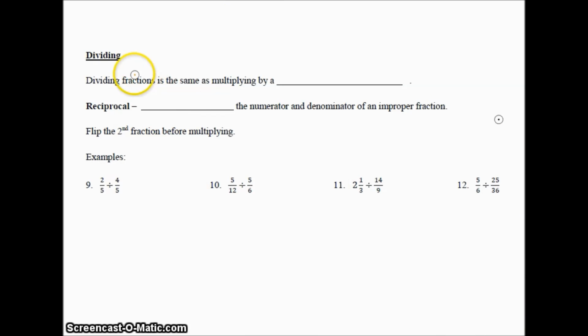Now we're going to finish up this unit by talking about dividing by fractions. And I said before that dividing is the same as multiplying, but we're going to be multiplying by something. Dividing fractions is the same as multiplying by what's called a reciprocal.